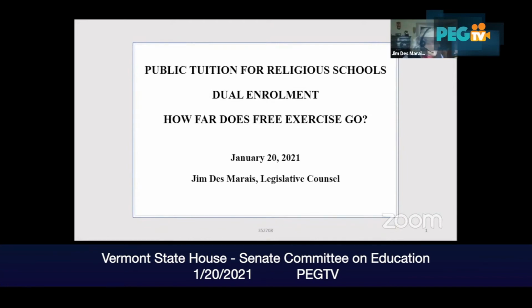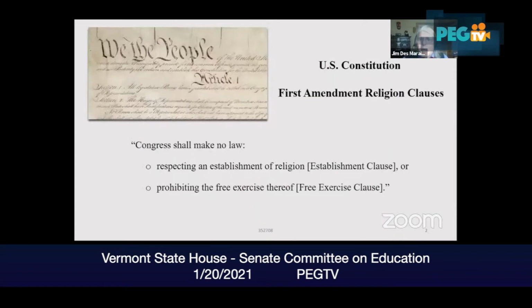Okay, so for the record, Jim Demaray, Ledge Council. In this presentation, Chair Campion asked me to discuss the Rice case that came out last week on dual enrollment, but we can't talk about that case without talking more broadly about what the parameters are for using public funds to pay tuition to religious schools. So we need to start there to frame it, and we'll get to the Rice case at the end. We're going to start with the U.S. Constitution and what it says about religion.